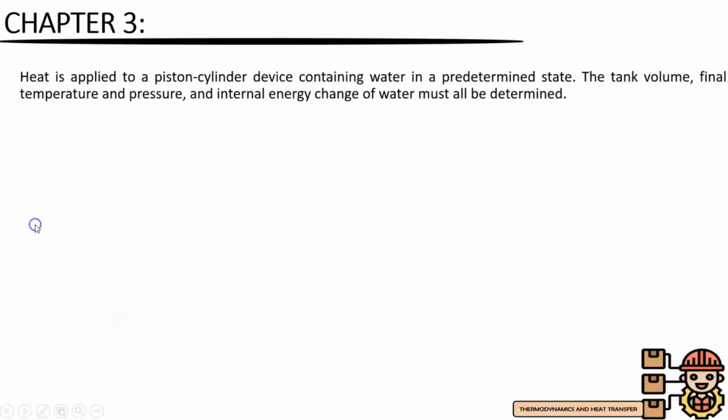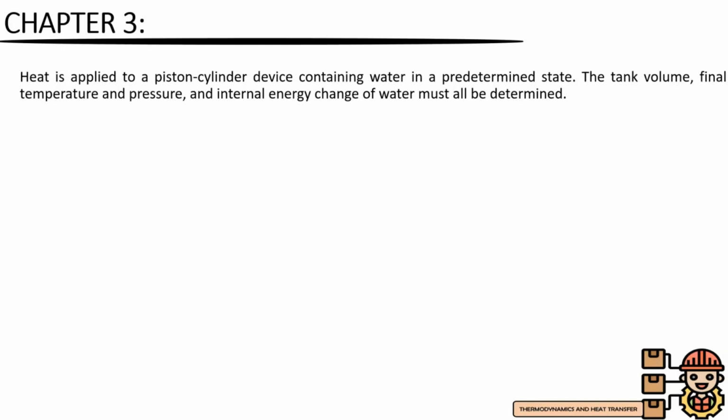In this video, we are going to solve a problem from thermodynamics and heat transfer that involves the ideal gas and the corresponding states and incompressible models. So here is our problem. Heat is applied to a piston cylinder device containing water in a predetermined state. The tank volume, final temperature and pressure, and internal energy change of water must all be determined.